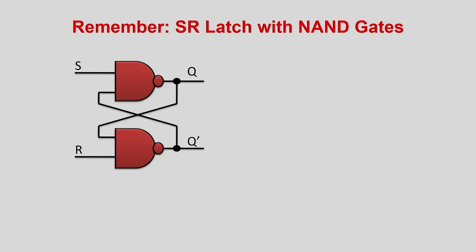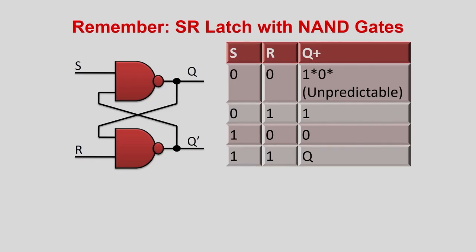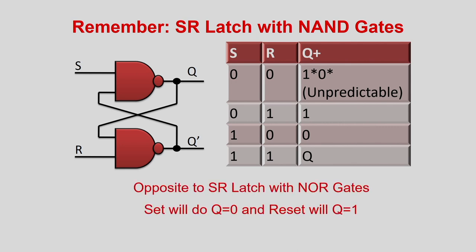Let us optimize a bit and see how we can design the flip flop in a better way. Remember, in the last classes we discussed that we can design SR latches using NAND gates, and this is the characterization table of an SR latch with NAND gates. It is just the opposite of the SR latch with NOR gates. Set happens when Q is equal to 0 and reset happens when Q is equal to 1, which we have already discussed.